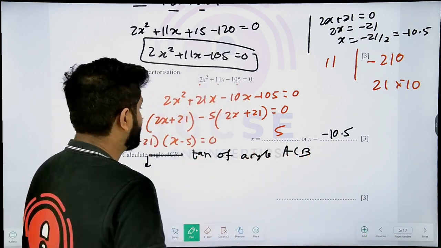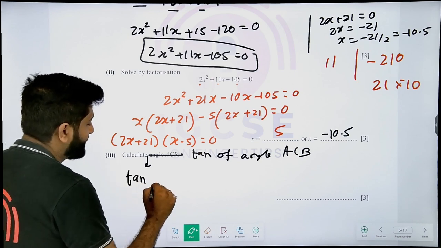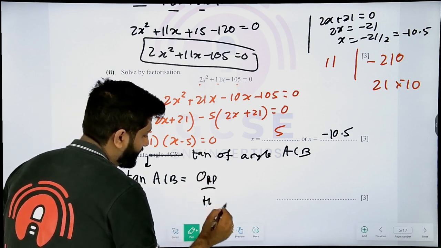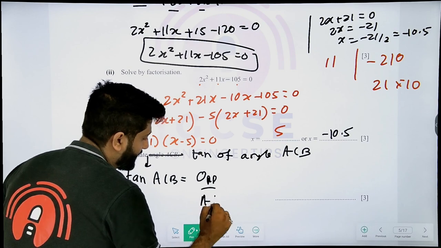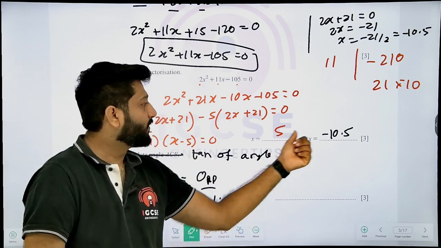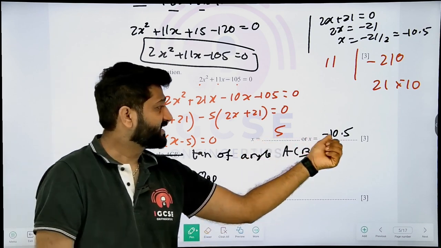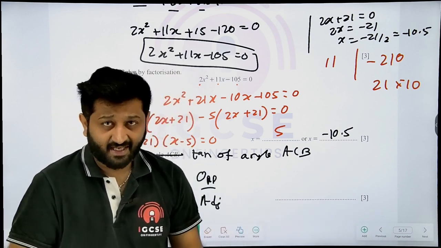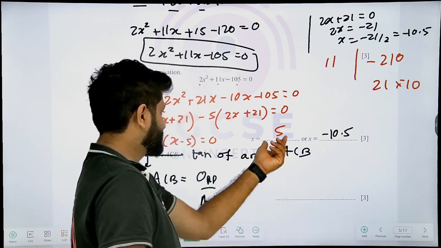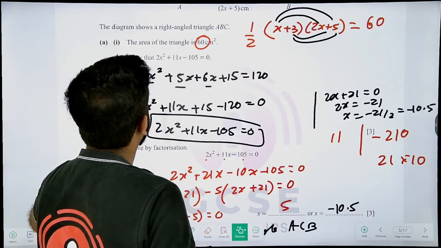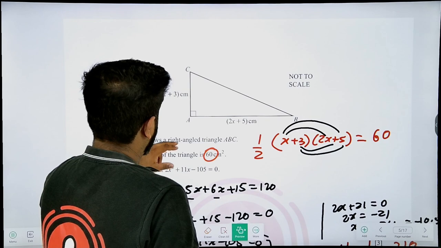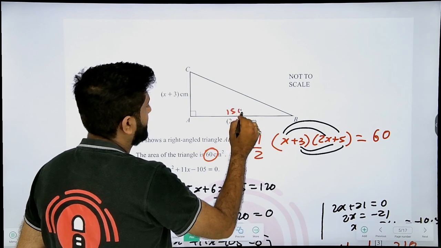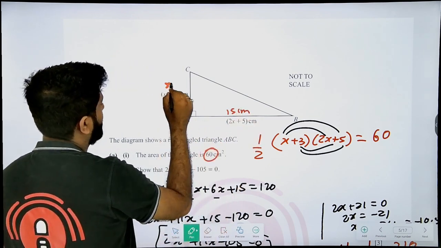So tan of angle ACB means tan, and the formula of tan is opposite over adjacent, right? Now I have two values of x, guys: one is 5 and the other is negative 10.5. I know that this is not possible as this is a side. A triangle cannot have a negative side. So I will take the value of x as 5 and substitute. So we have 5 into 2 is 10, 10 plus 5 is 15. So this is 15 centimeter, and 5 plus 3, this is 8 centimeter, guys.